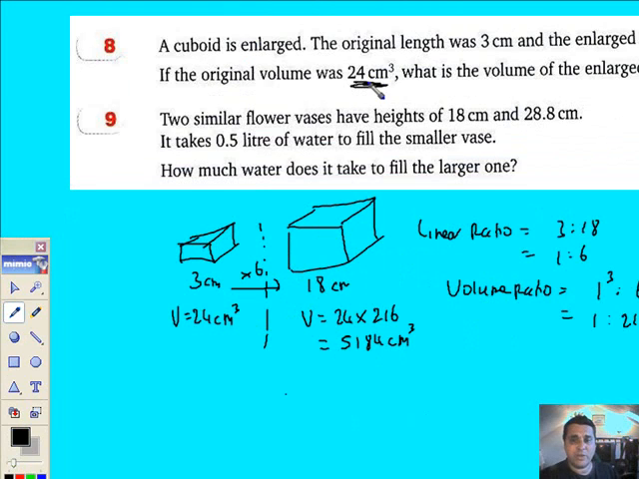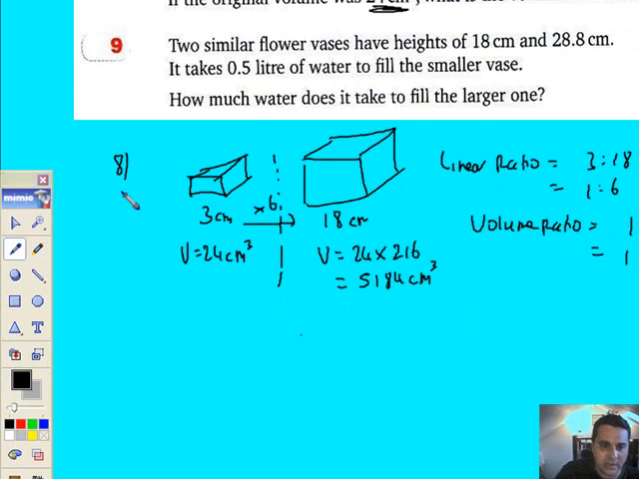The original volume is 24, multiply it by 216, what's the volume of the enlarged cuboid? Answer, it's an incredible 5,184. Alright, that's question 8, let's try and do 9 on this video.